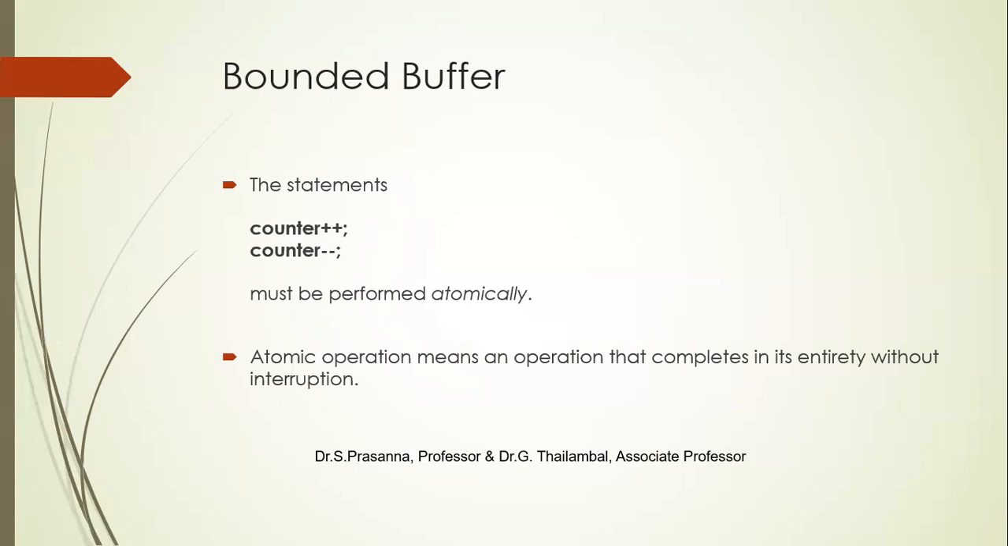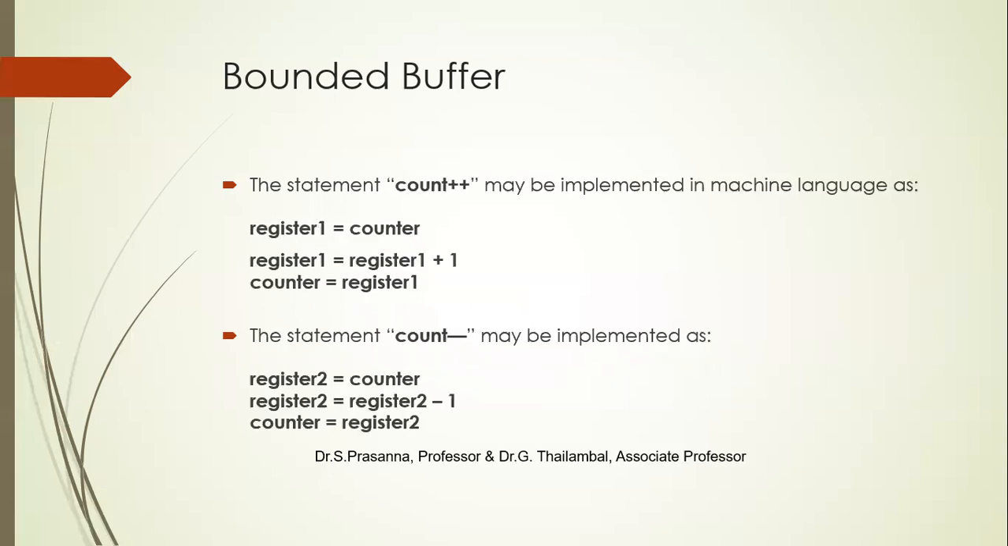Atomic operation means an operation that completes in its entirety without interruption. So when any interrupt happens, the counter value gets changed, and the producer-consumer problem cannot be executed properly. The statement counter plus plus may be implemented in machine language like this. Even though you write counter plus plus, the value of the counter will be stored in a register inside the memory.